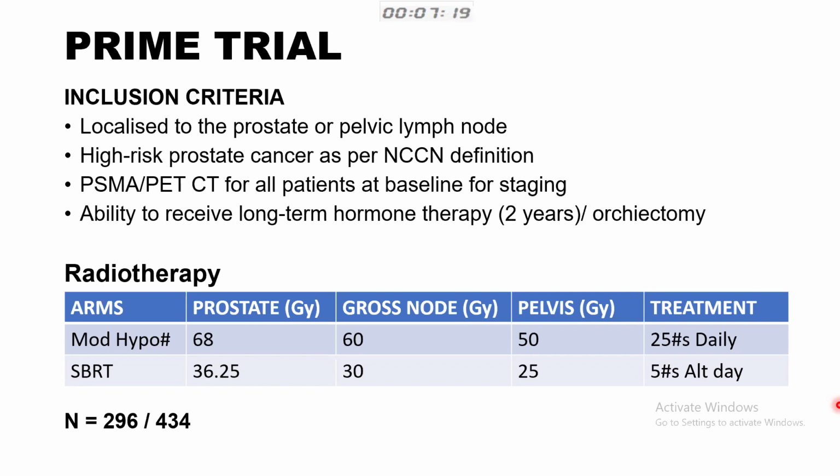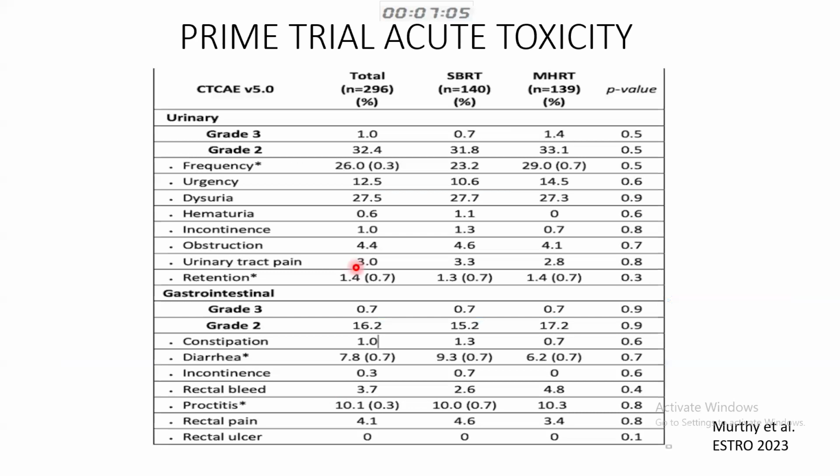So last year in ASTRO, the planned interim results of this study were published, which included 296 patients. And as we can see, there is a very minimal number of grade 3 toxicity. The urinary grade 3 toxicity was seen in only 3 patients out of 296, and the gastrointestinal grade 3 toxicity was seen in only 2 patients.